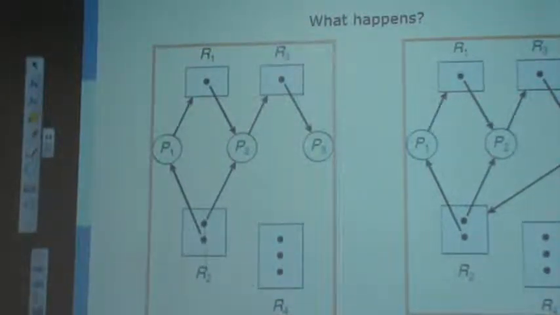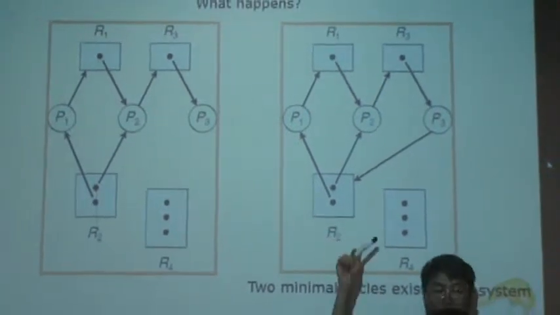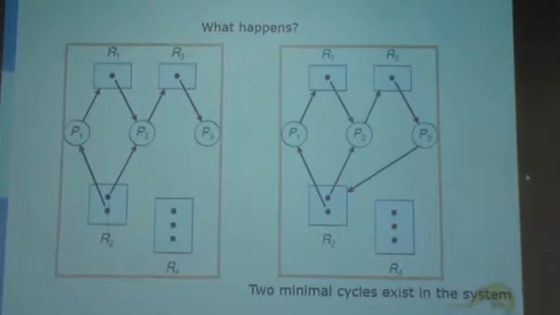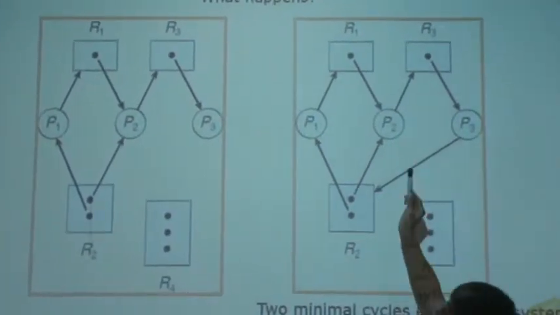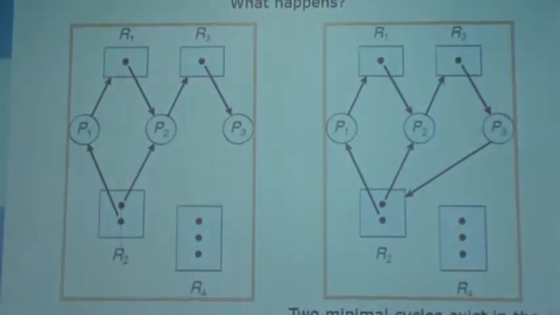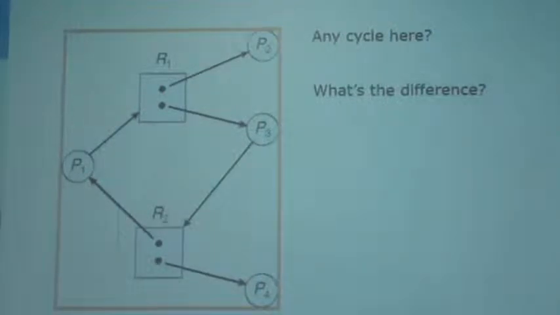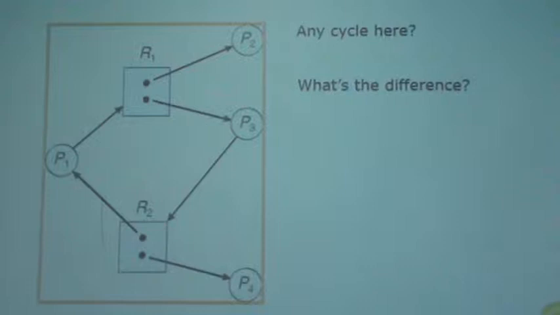Then what if process 3 requests R2? Then it is a deadlock situation. We can find a circular wait. Okay? Two circular waits, they are coupled. Circular wait.